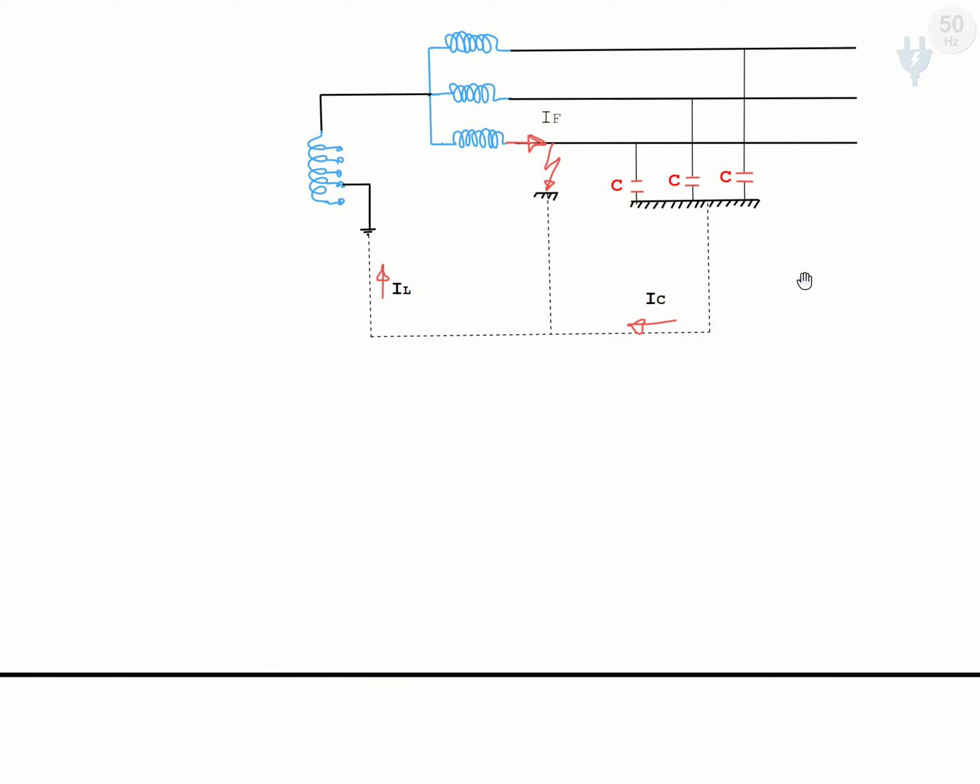We know that this guy is the capacitive current of the system, and this is the current which is fed back to the system through a coil, so it is inductive current. With the Peterson method, we are trying to neutralize our system impedances. It means that we should try to make IL equal to IC of the system.